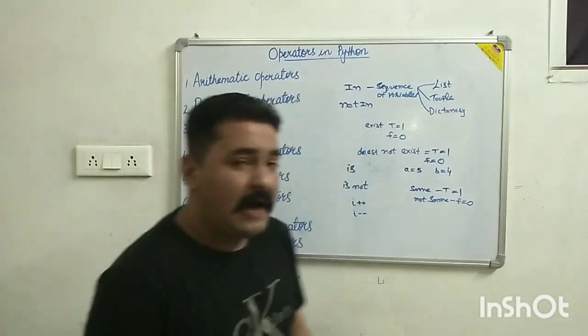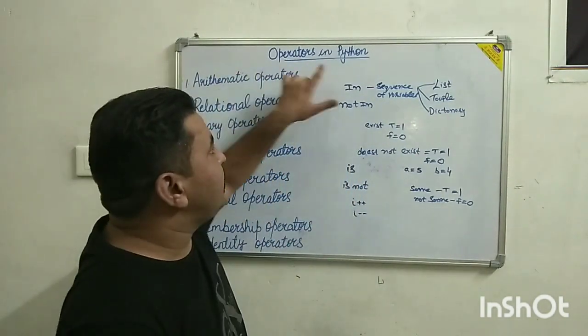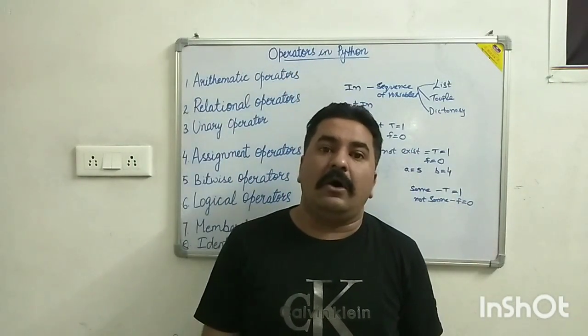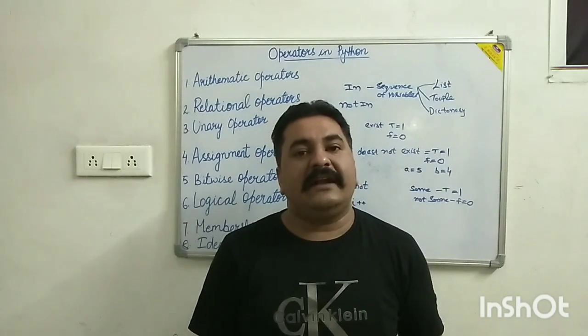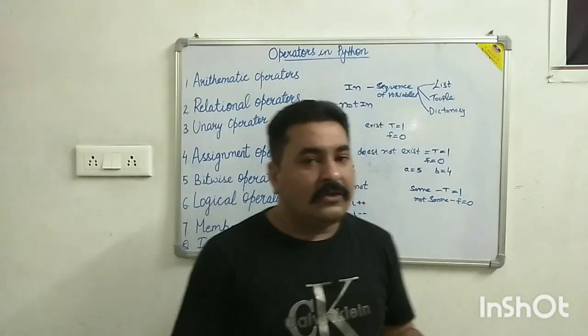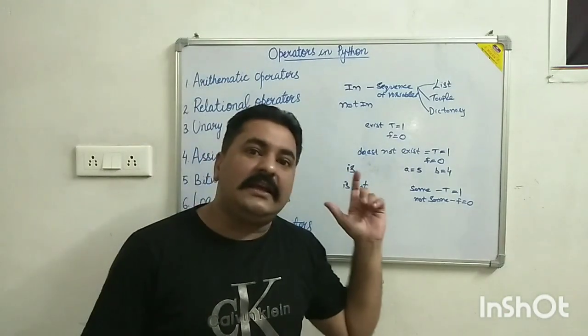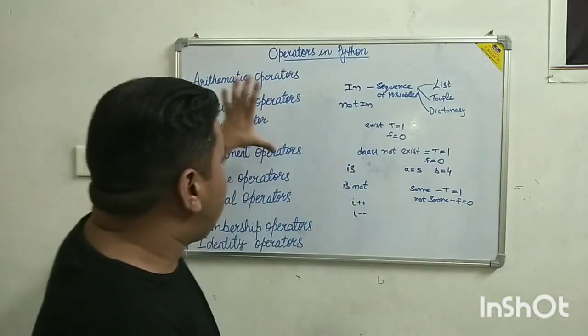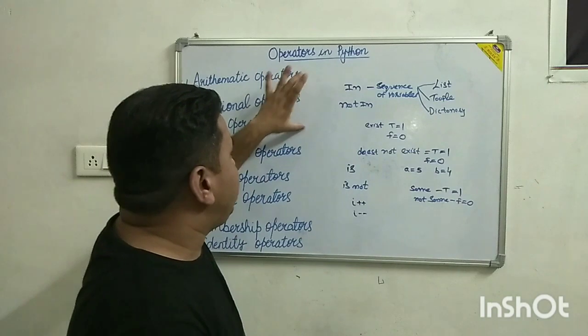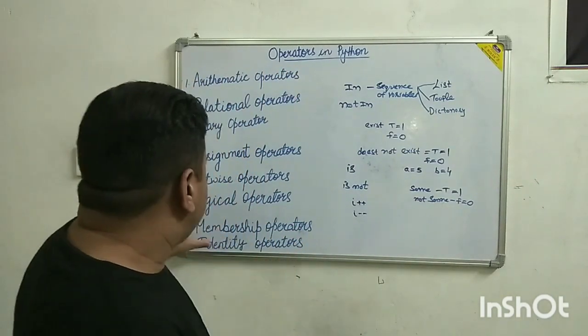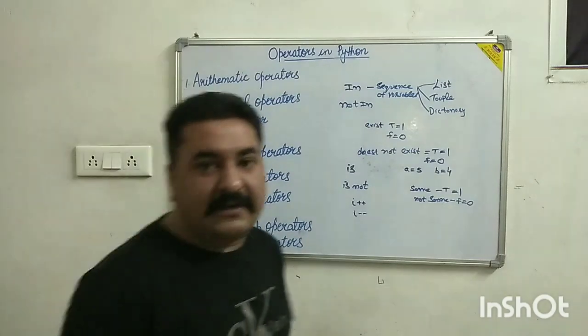So, our today's lecture is operators in Python. In our previous lectures, we have discussed variables, identifiers, and data types in Python. Today we will discuss the operators in Python. We have done this in C language also, but we have some different operators in Python as compared to C language. We have a total of 8 operators there.